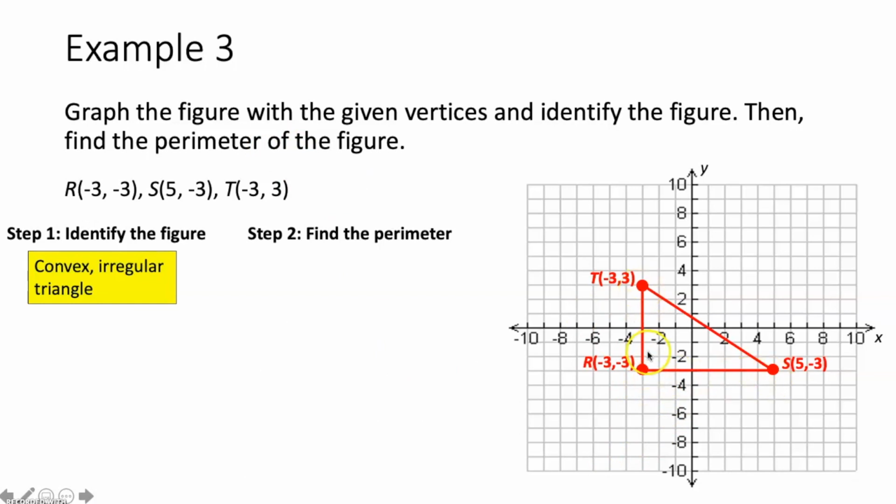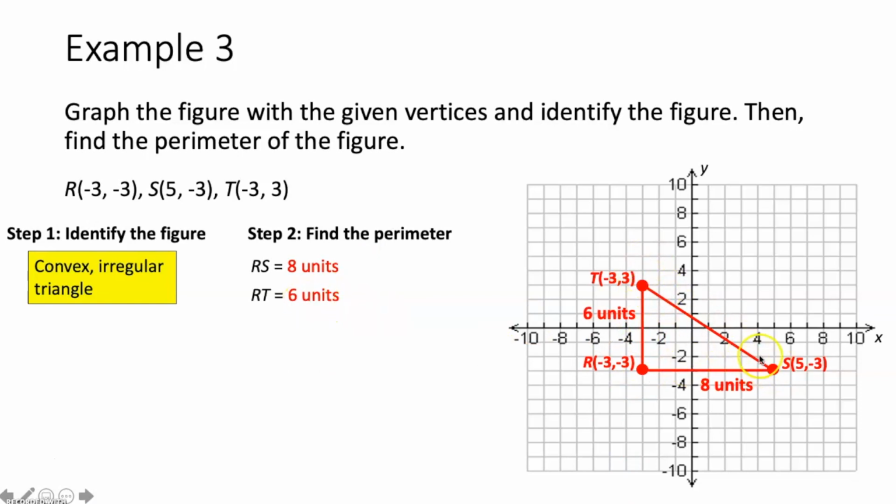If your side lengths are horizontal or vertical, you're in luck. You can just count how many units that side length is. So this side length would be 1, 2, 3, 4, 5, 6, 7, 8 units long, meaning the measure of segment RS is 8 units. Over here, the length of this vertical side would be 1, 2, 3, 4, 5, 6 units. Therefore, the measure of segment RT is 6 units.